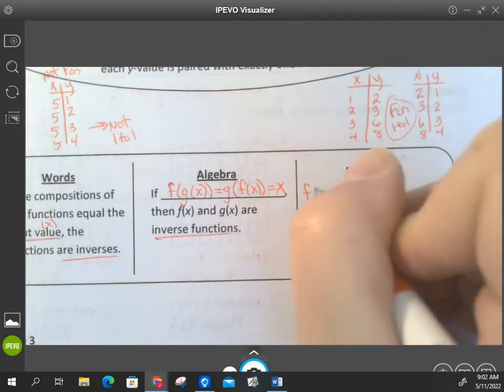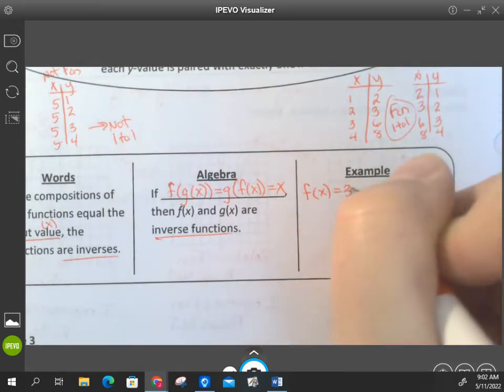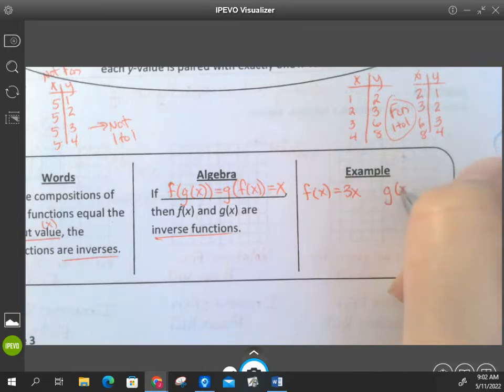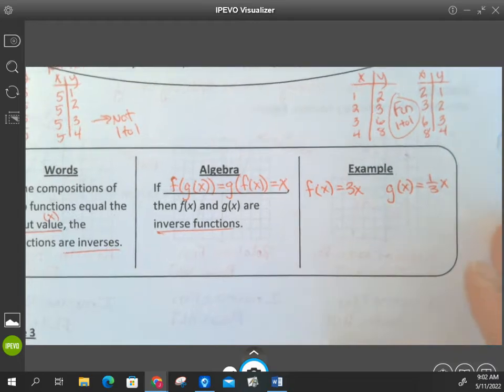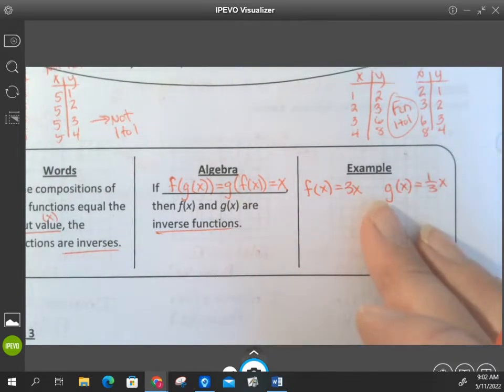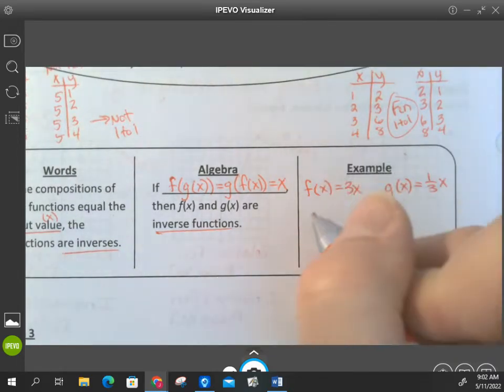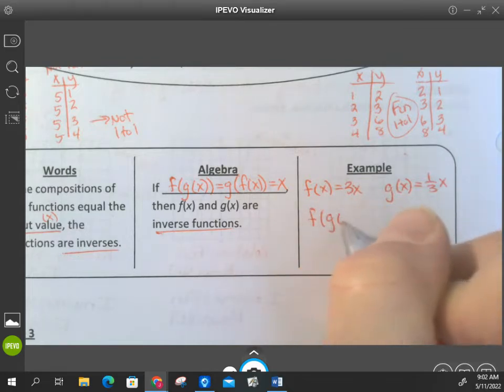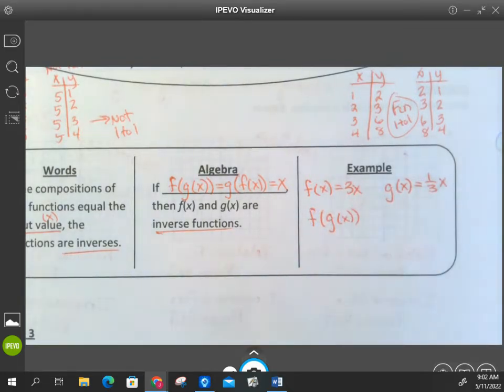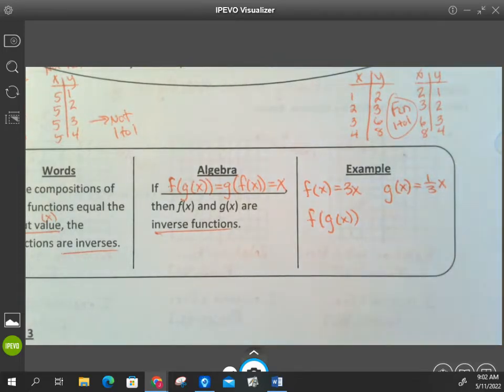So let me give you a function. F of x is 3x. We'll go real basic here. And g of x is 1/3 x. So I'm giving you these two functions. I'm not saying they're inverses. I'm asking you to prove it. So the first thing you're going to do is take f of g of x. And remember, with compositions, the order matters. So when I go to do this, I'm going to take g of x, which is 1/3 x, and put it in for x. And you see that the 3 and 1/3 cancel when I get out the input.